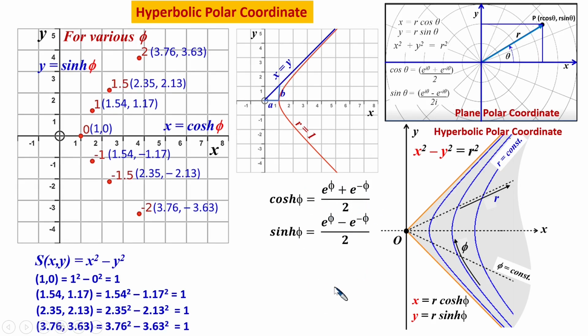And here, as I wrote earlier, cos hyperbolic phi is expressed in an exponential form like this, and similarly sin hyperbolic phi, and this is for the equation x square by a square minus y square by b square equal to 1. And if a and b are 1, then it is x square minus y square equal to 1.